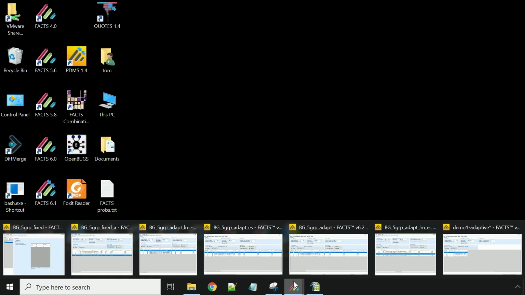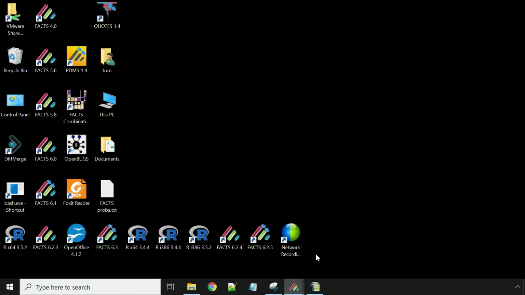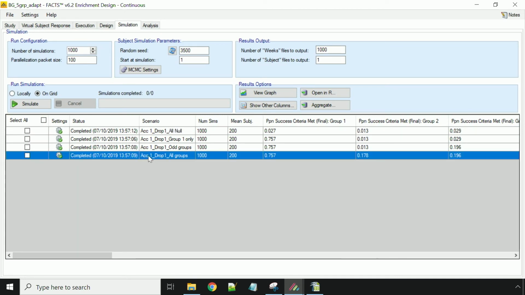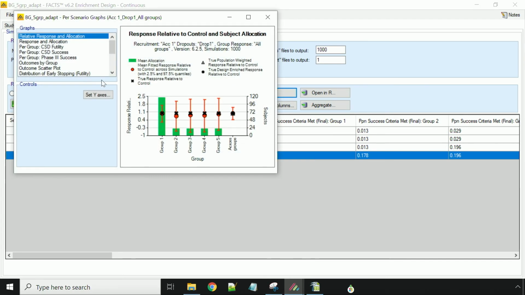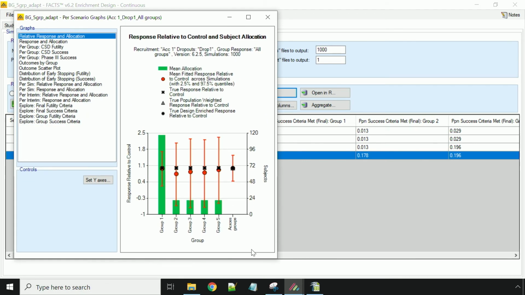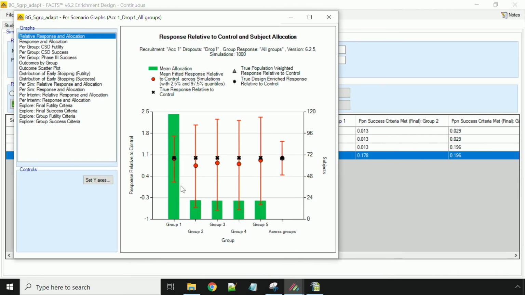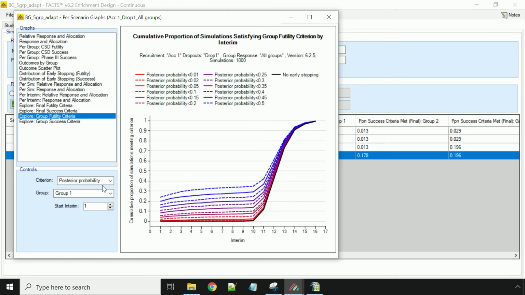for stopping for futility by looking instead at the scenario where all the groups were effective, and I can call up its graphs, just enlarge that, and we can look now at the futility criteria, and on the same basis I can now say, well, what level of threshold for stopping for futility would prevent any of my simulations of a successful treatment making a type 2 error and stopping for futility.